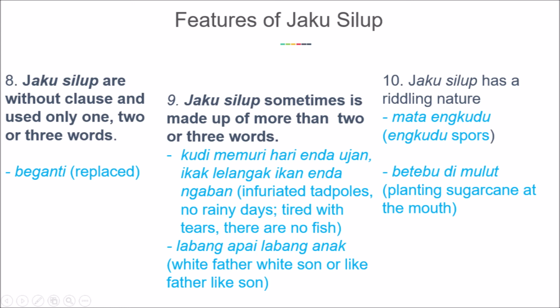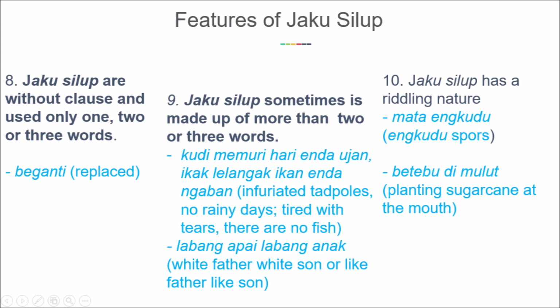For example, in the phrase matang kudu. Matang kudu in English is nkudu spores. Why do we say nkudu spores? Because it means that this particular person cannot choose. He wants anybody, he wants anything. So this is the riddling nature of our allusion.